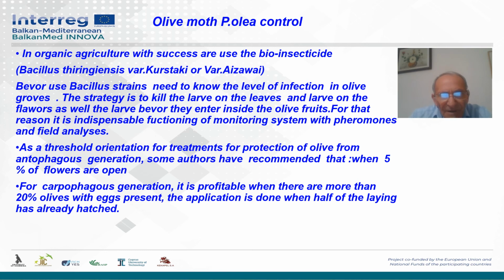As a threshold orientation for treatments for protection of olive from the Anthophagous generation, some authors have recommended treating when 5% of the flowers are open. For the Carpophagous generation, it is profitable when more than 20% of olives have eggs present. The application is done when half of the laid eggs have already hatched.